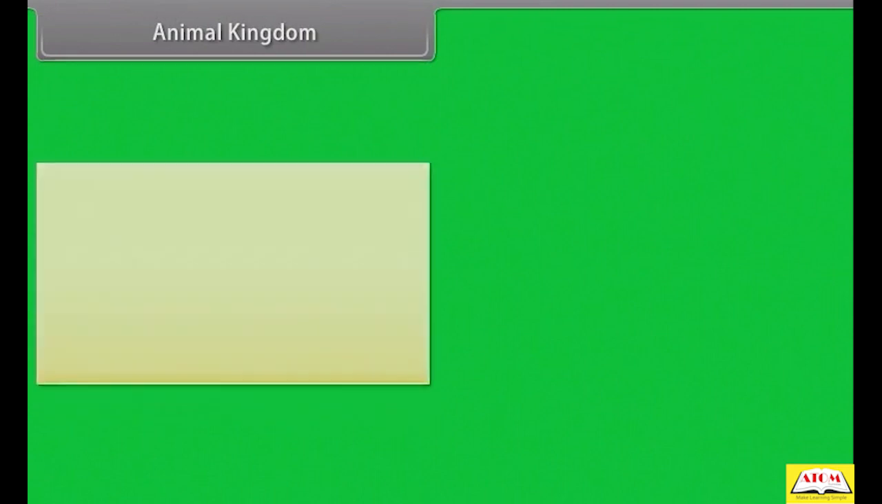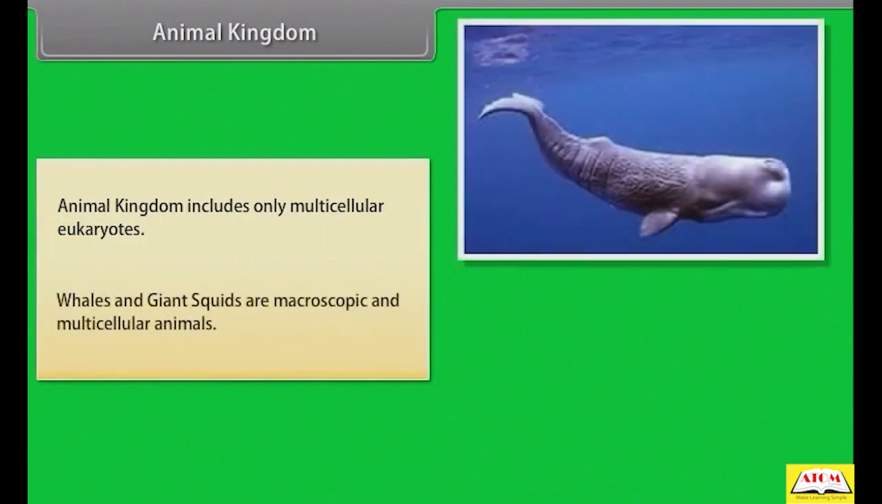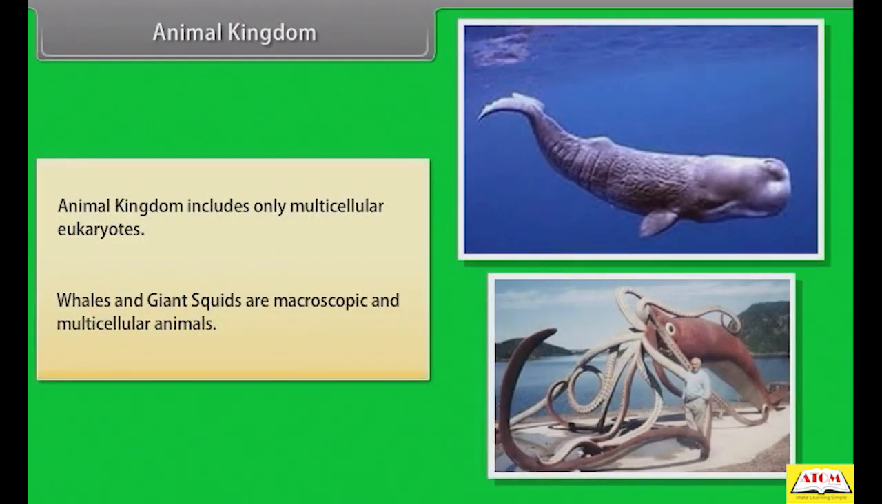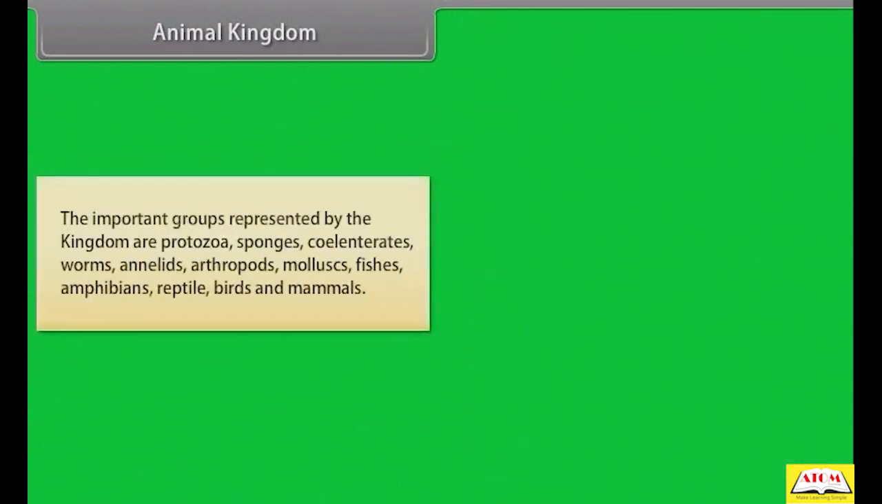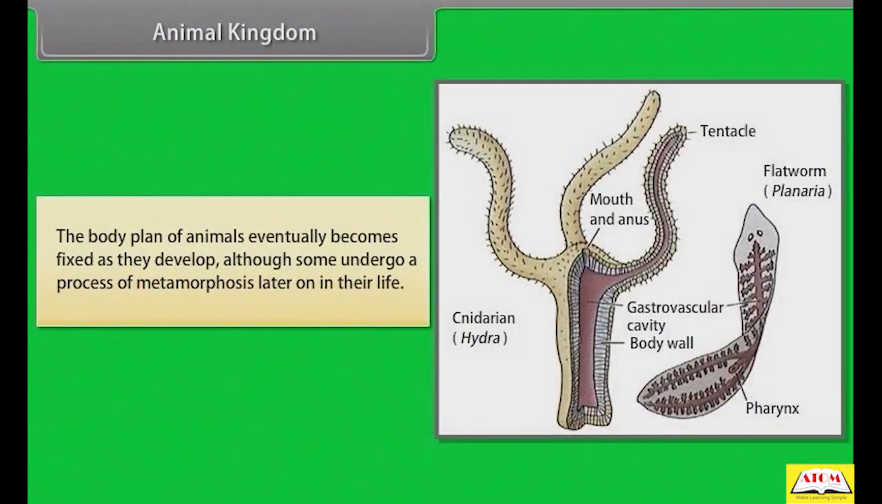Animal kingdom. Animal kingdom includes only multicellular eukaryotes. Whales and giant squids are macroscopic and multicellular animals. The important groups represented by the kingdom are protozoa, sponges, coelenterates, worms, annelids, arthropods, mollusks, fishes, amphibians, reptiles, birds and mammals. The body plan of animals eventually becomes fixed as they develop, although some undergo a process of metamorphosis later on in their life.